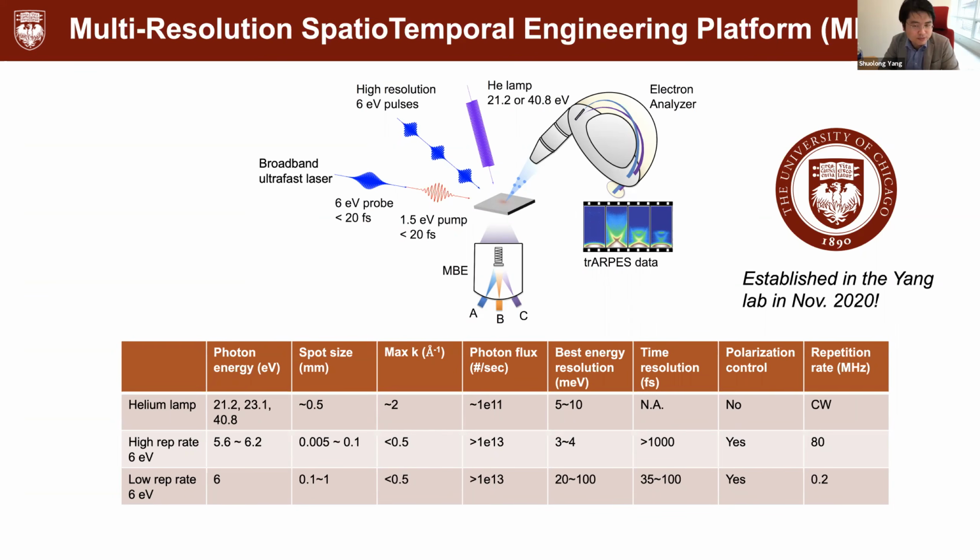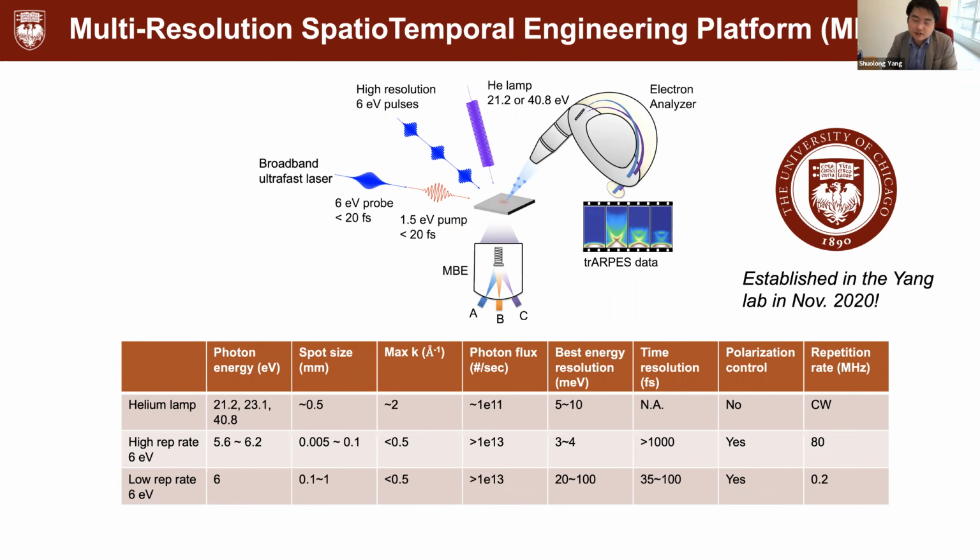Angle resolved photoemission spectroscopy is by now a very established technique, but there are a lot of subtleties in this technique that we have to think about when we design the experiments. Especially, we want to probe in both the spatial domain and in the temporal domain. How do we do that with different kinds of flavors of ARPES?